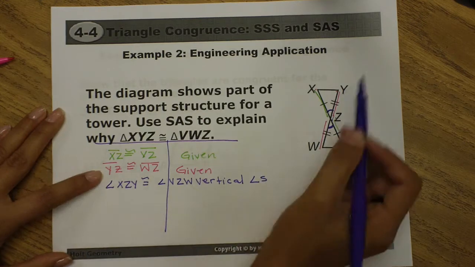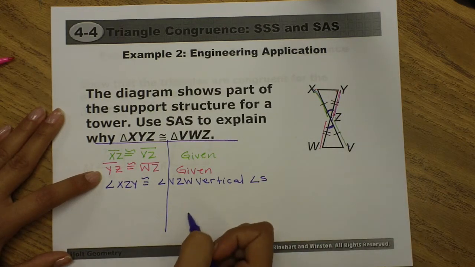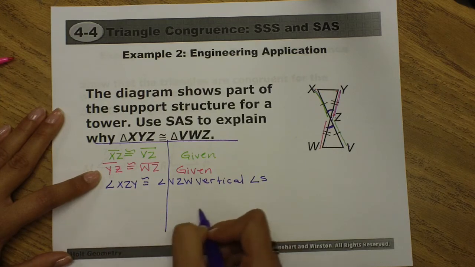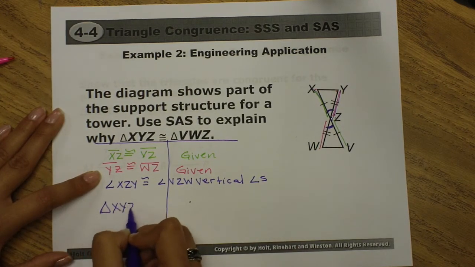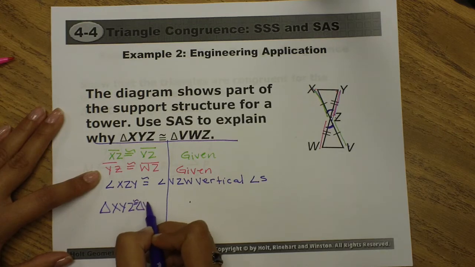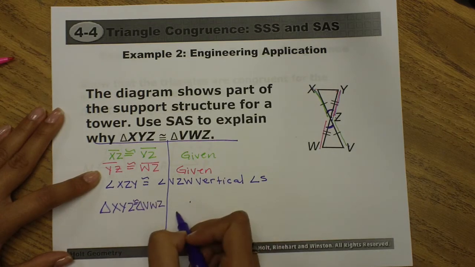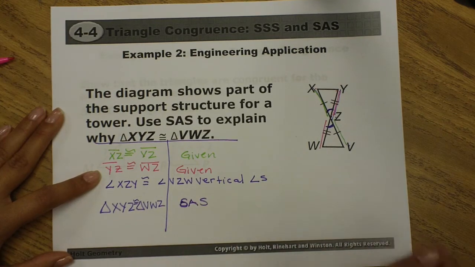So now that I've proven a side, an angle, and another side congruent to each other, I can say that triangle XYZ is congruent to triangle VWZ by using the side, angle, side postulate.